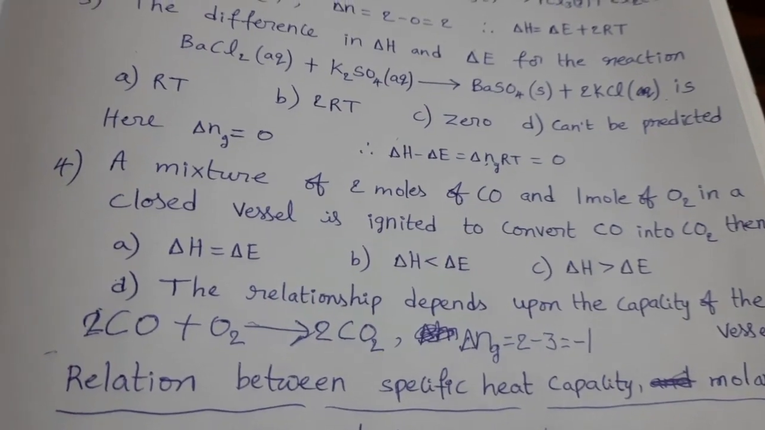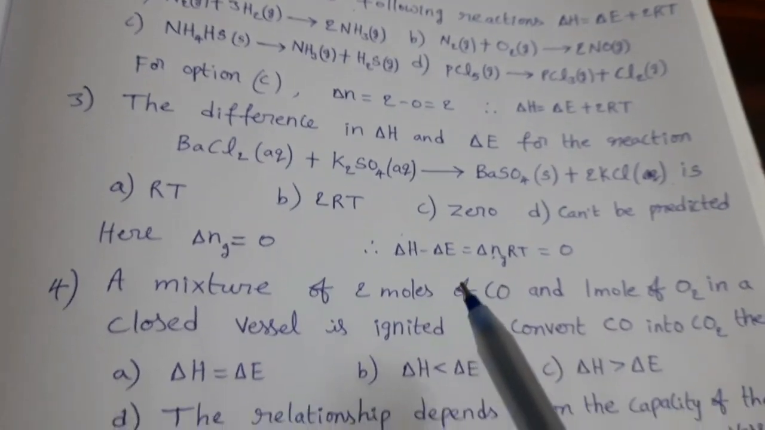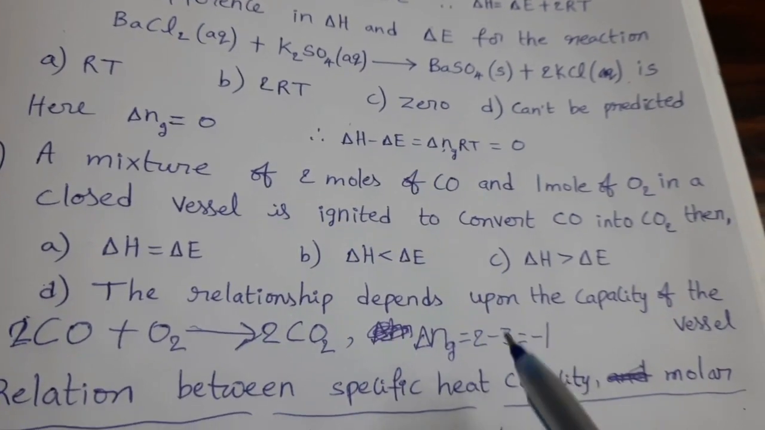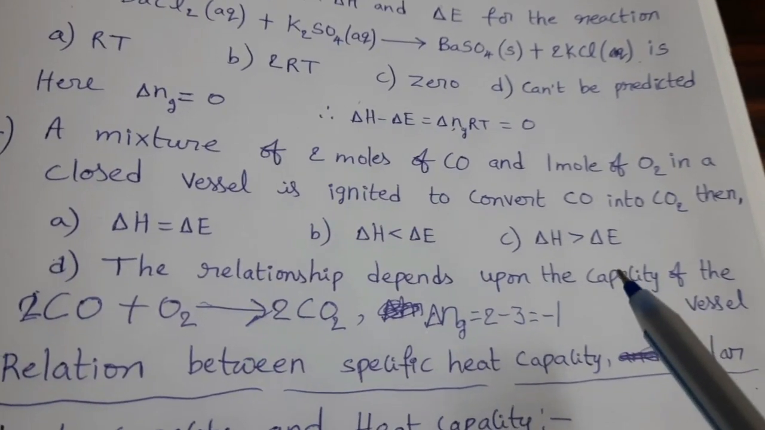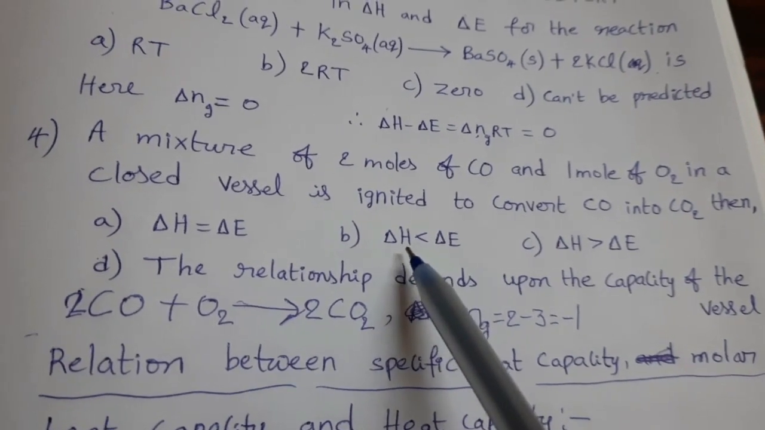That means delta H equal to, this is the formula actually. What is the formula? Delta H equal to delta E plus delta Ng RT. So delta E minus RT. That means delta H less than delta E. So option B is the answer.